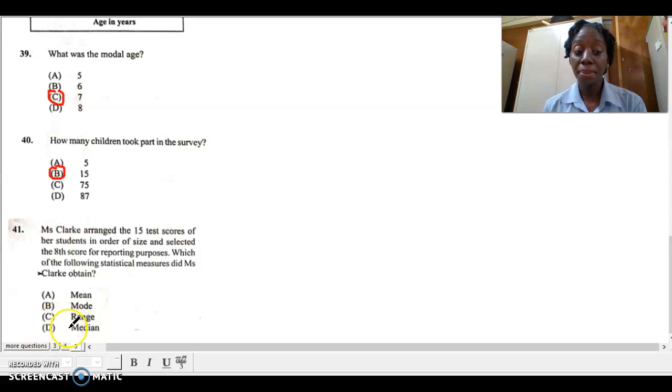Okay, so to find the median, we arrange the numbers in either ascending or descending order. Okay, so in this case, the 8th value would be the middle value or the central value as we would call it. So the answer is simply D, which is the median.